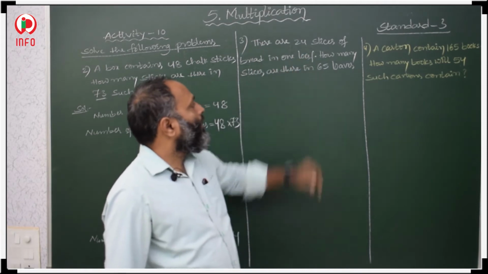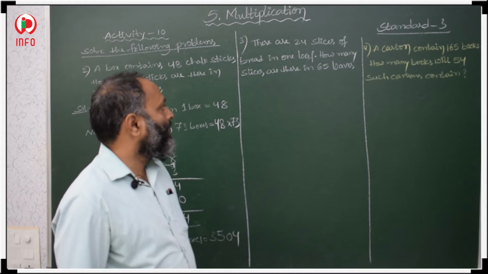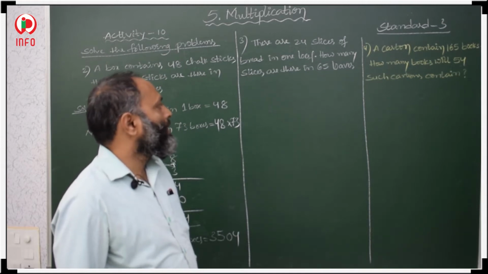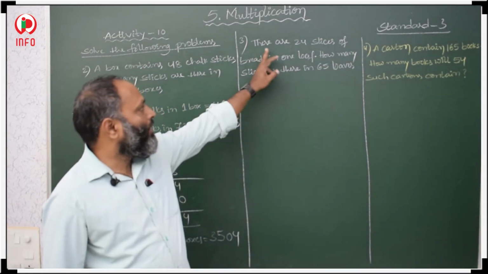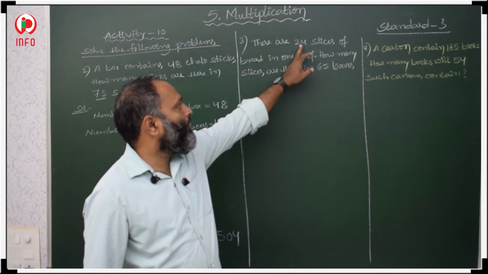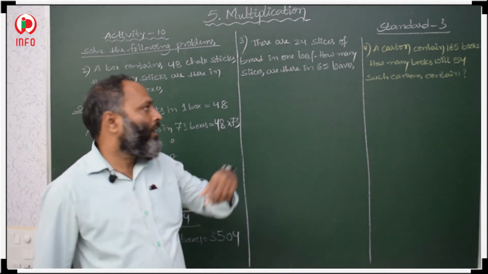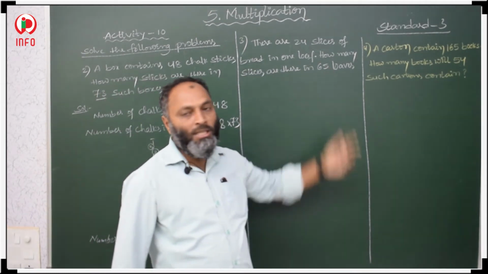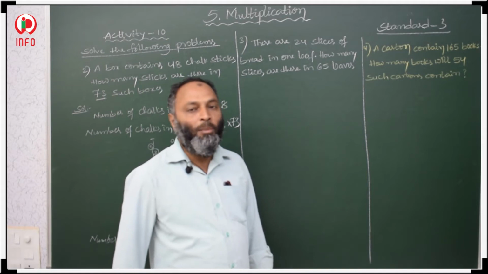There are 24 slices of bread in one loaf. How many slices are there in 65 loaves? So, first about 1. How many slices are there in one loaf? In one loaf 24 slices were there. About 1 he has given and he has asked for more, that is 65. So, here also multiplication.